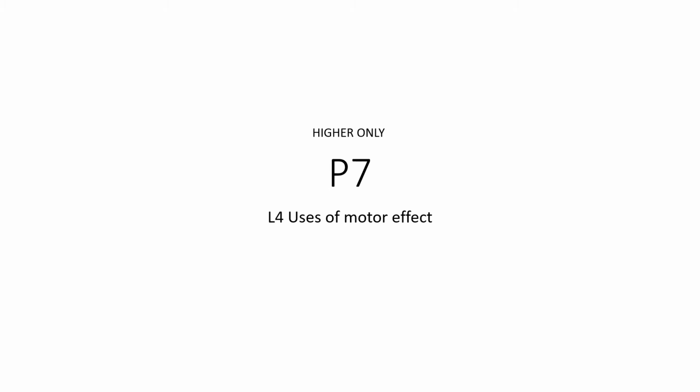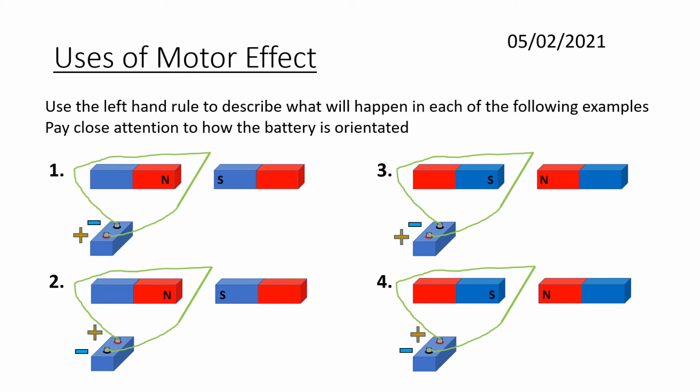This is a GCSE presentation looking at uses of the motor effect in electric motors. To get started, use your knowledge of the motor effect and Fleming's left-hand rule to work out in which direction the wire would go in each of the four examples below. Pay particular attention to how the battery is orientated. Pause the presentation now, and when you're ready you can restart and go through the answers.